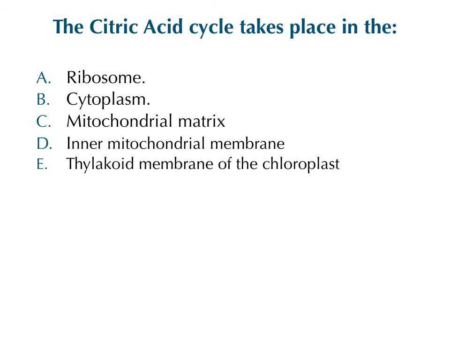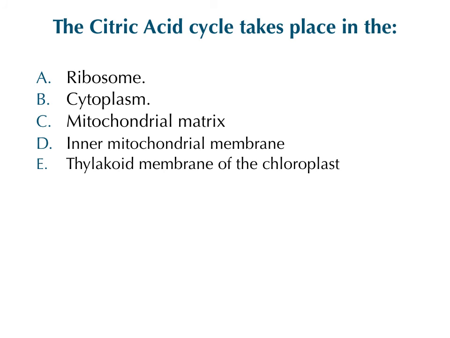Okay, where does the citric acid cycle take place? Is it in the ribosome, the cytoplasm, the mitochondrial matrix, the inner mitochondrial membrane, or the thylakoid membrane of the chloroplast? Okay, so the citric acid cycle takes place in the mitochondrial matrix.